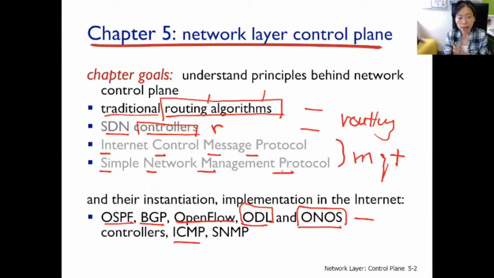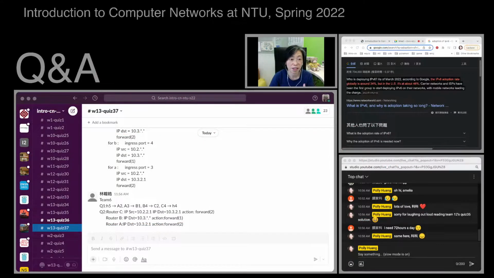SNMP, the management protocol, is more about continuously tracking the statistics of the network. For example, the number of packets traversing a router, the number of packets traversing a route, the number of routes on a router, and things like that, so that the network admin can know better the status of the routers and the routes. Again, for management purposes. All right, so that was the overview of Chapter 5.